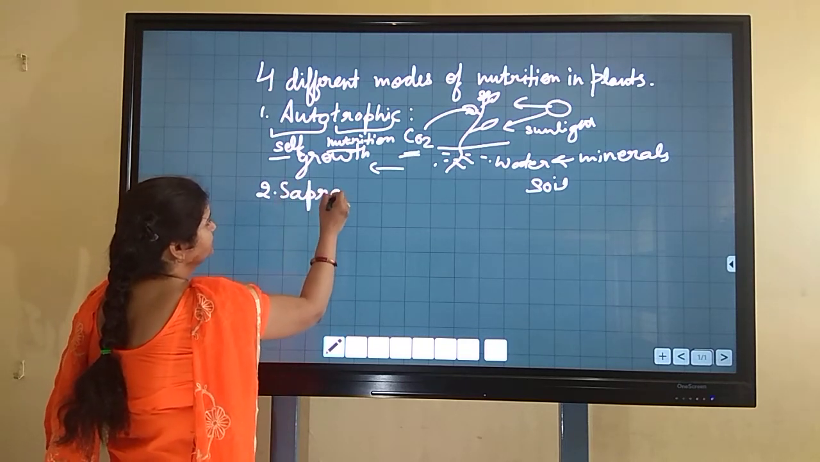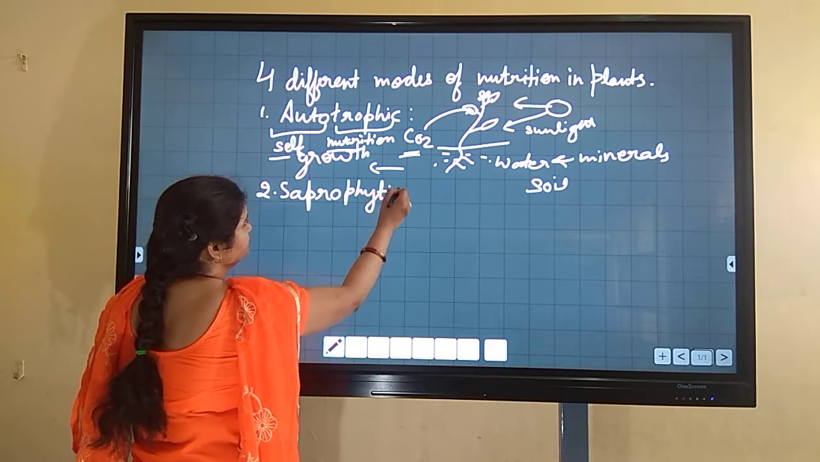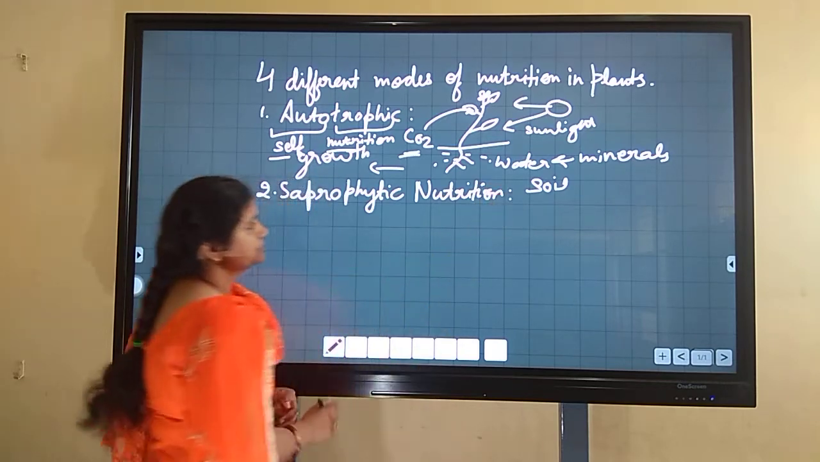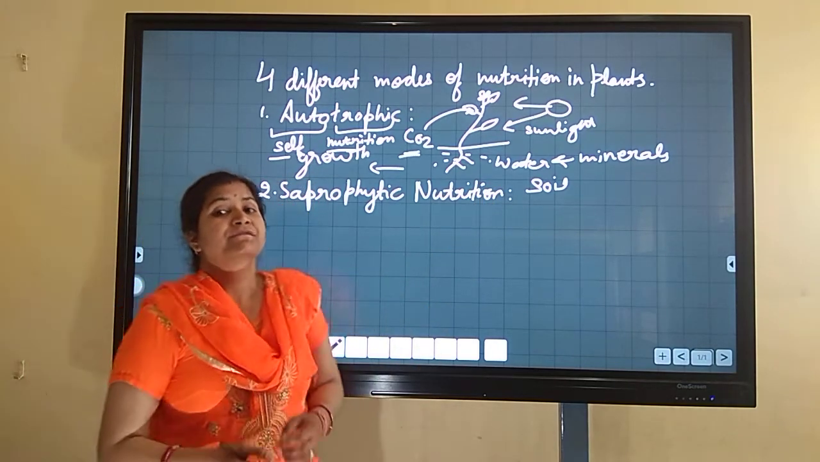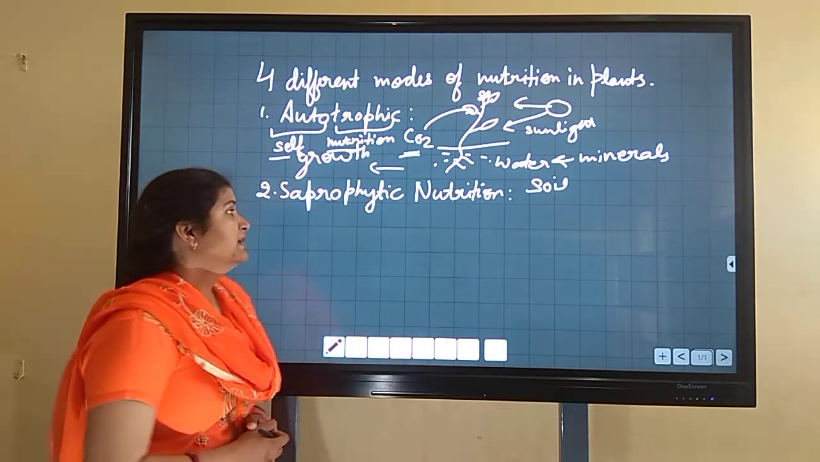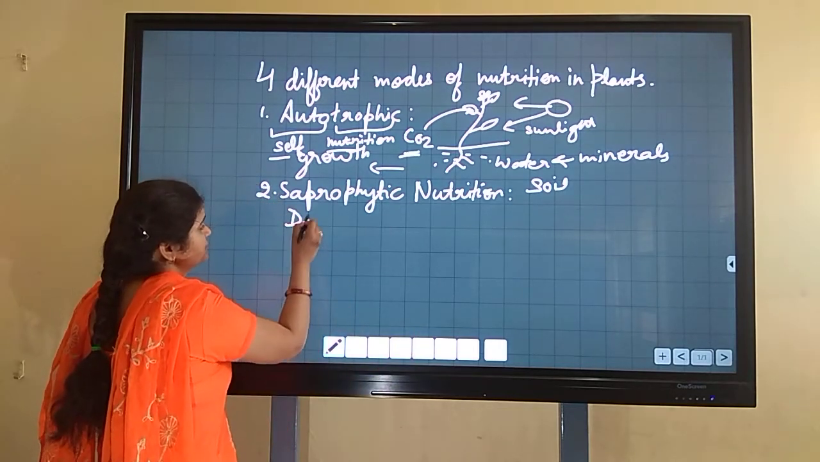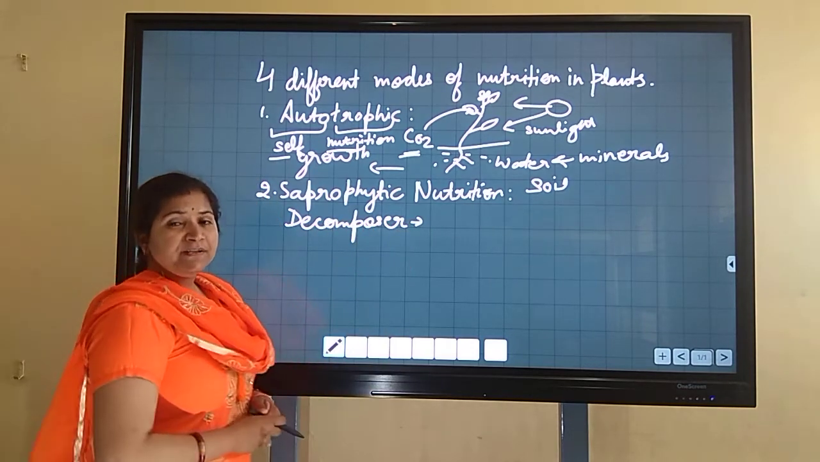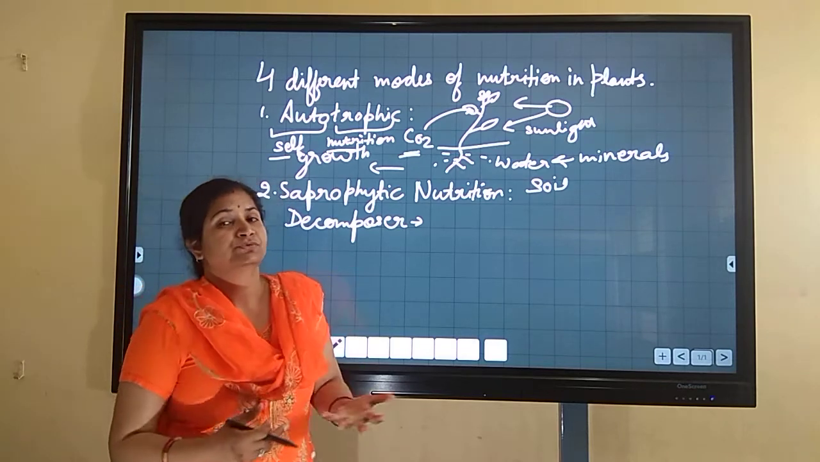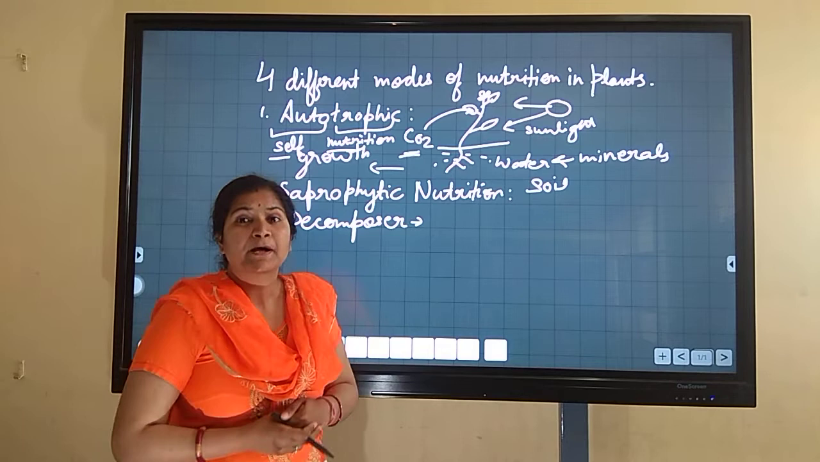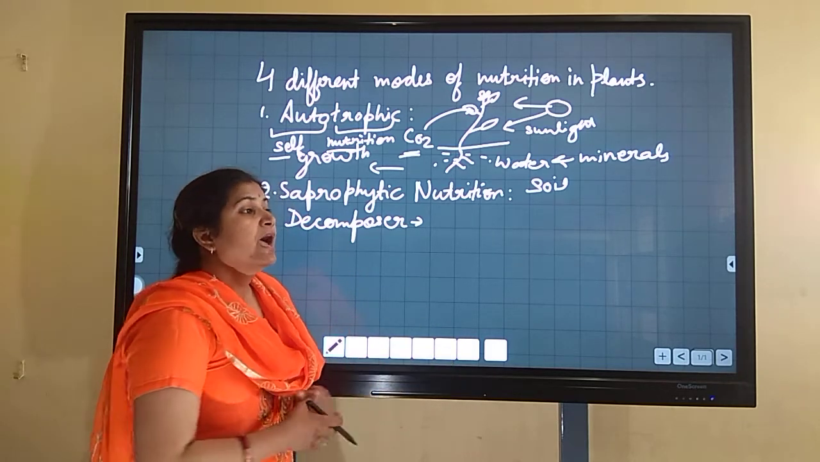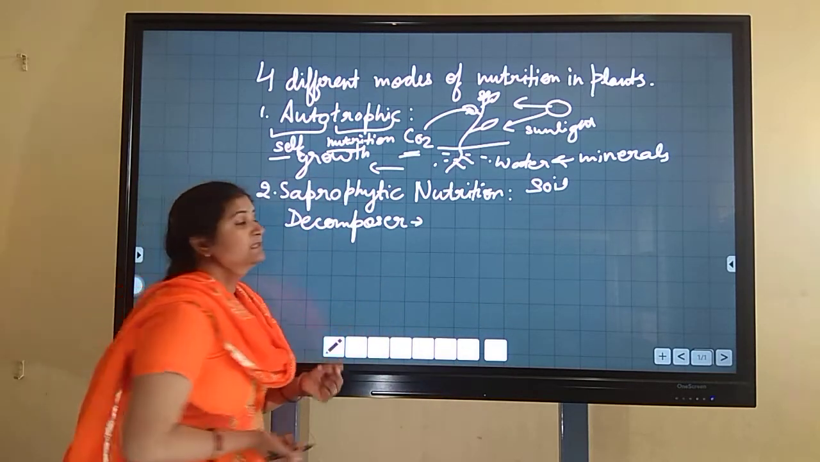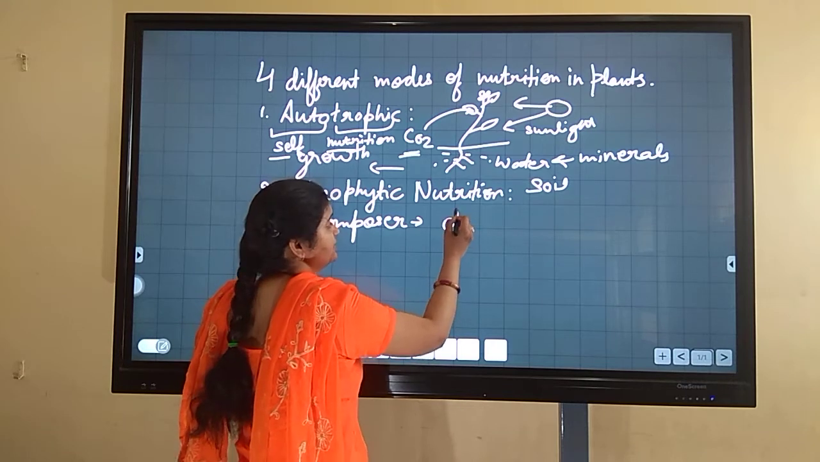Now the second type of nutrition is saprophytic nutrition. Saprophytic nutrition is shown in very lower plants. We can say this is mostly seen in decomposers. You might have seen some toadstools, some mushrooms growing in damp areas, on forest floors and around some wet, moist areas. These are decomposers. They generally derive their nutrition from dead matter.